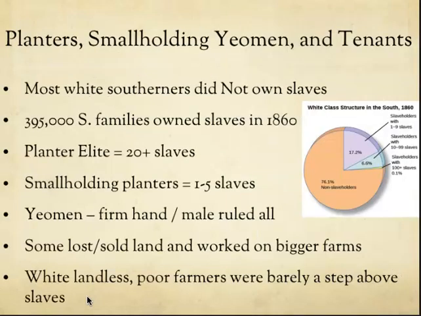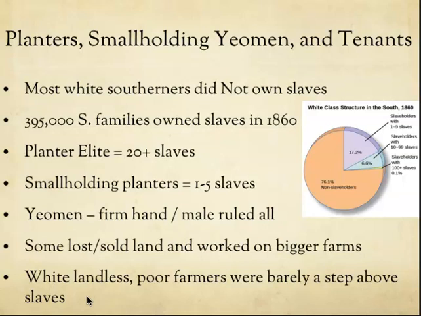Now, you also have planters, smallholding yeomen, and tenants. Those are three other groups. So you have the elite, and then you have some of these others. Most white people in the South did not own slaves. If we look at that pie chart there, we can see it's about 76% of whites in the South did not own slaves. The purplish is they owned 1 through 9. The blue is 10 through 99. And the smallest, 0.1%, had well over 100 slaves. There were about 395,000 Southern families that owned slaves in the 1860s. You had the planter elite that had at least 20, if not more.